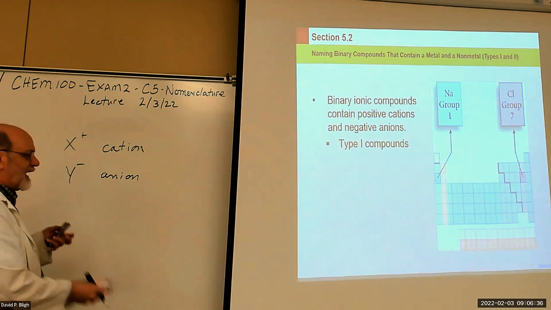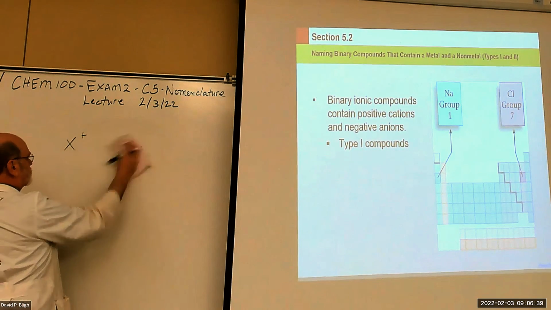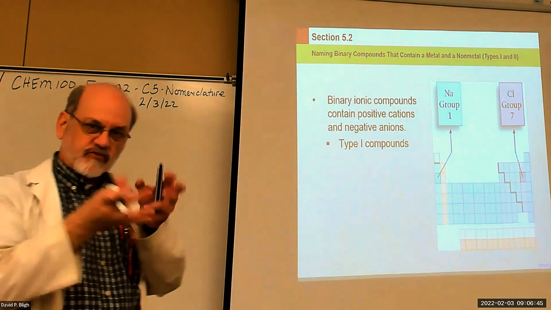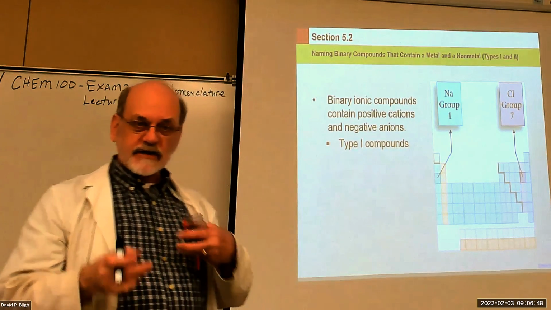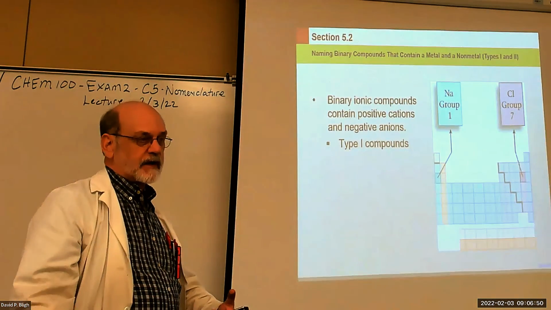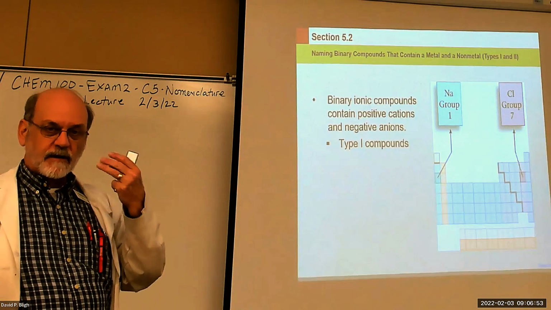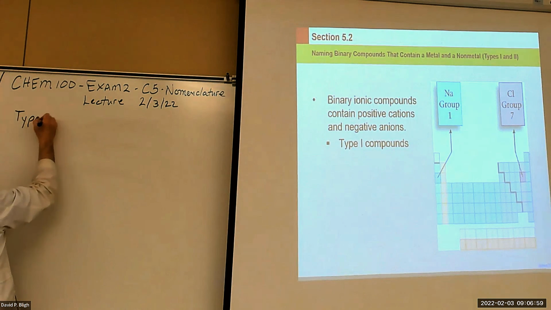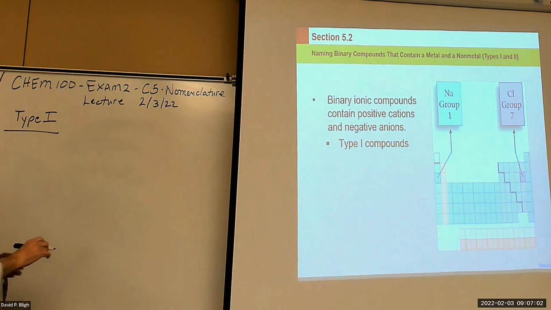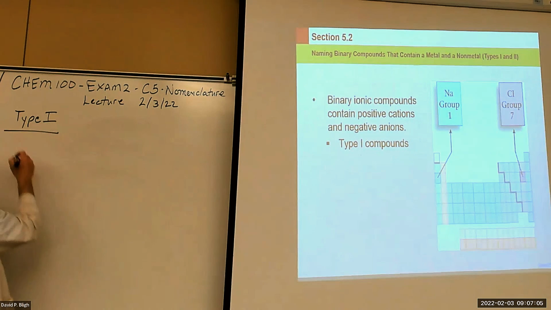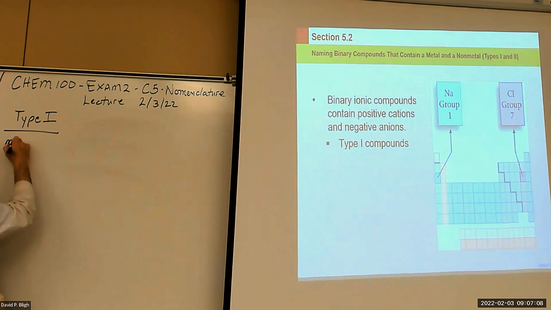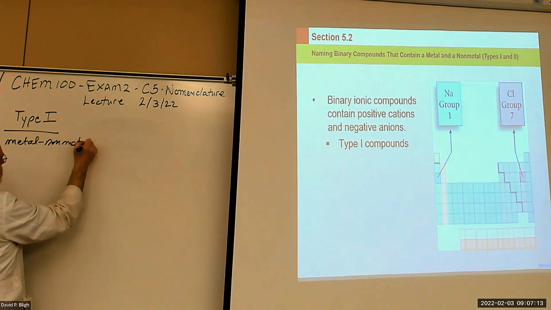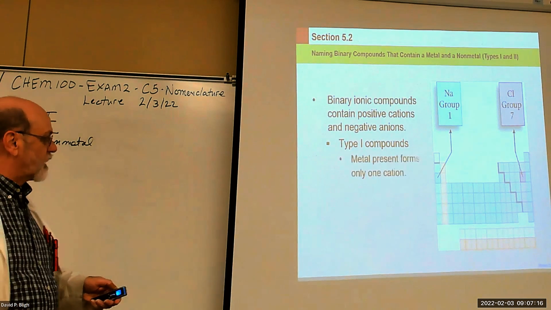So we can divide, for the purposes of naming compounds, and put some structure to the process so that it's easier to learn the rules and use the rules. We have three types of compounds. One, type 1, is going to be metal, nonmetal. All right? Type 1 compounds.